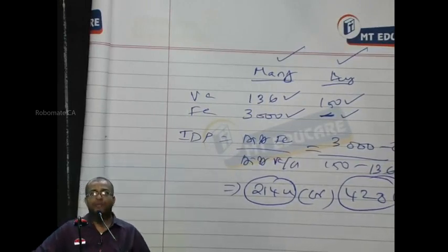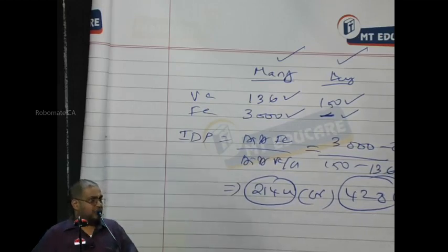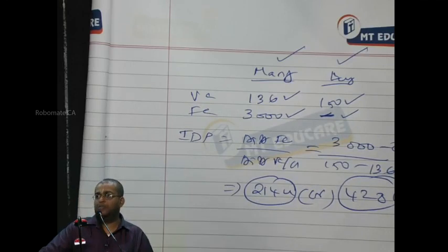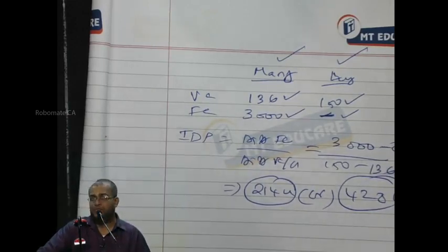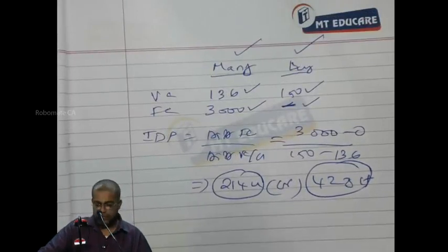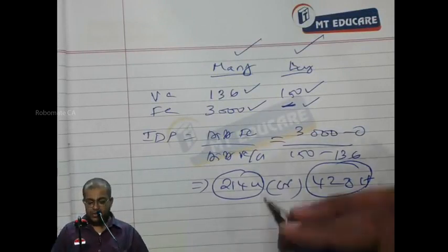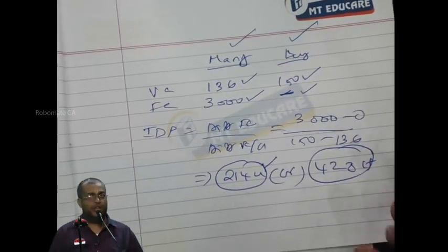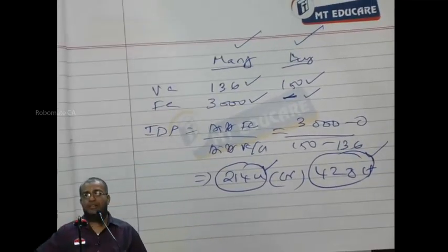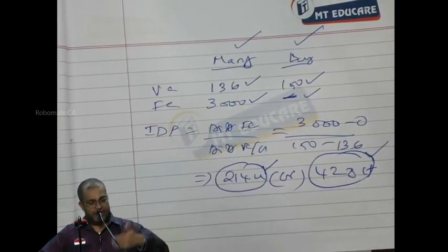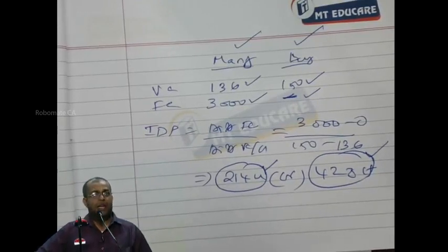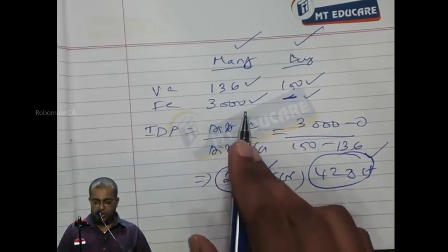Indifference point is equal to difference in fixed cost divided by difference in variable cost per unit. 3,000 minus 0 divided by 150 minus 136. How many units? 214 units. Indifference point is 214 units, or how many hours? 428 hours. 214 units or 428 hours. Next line, right? It will be worth it to commit 3,000 rupees fixed cost.